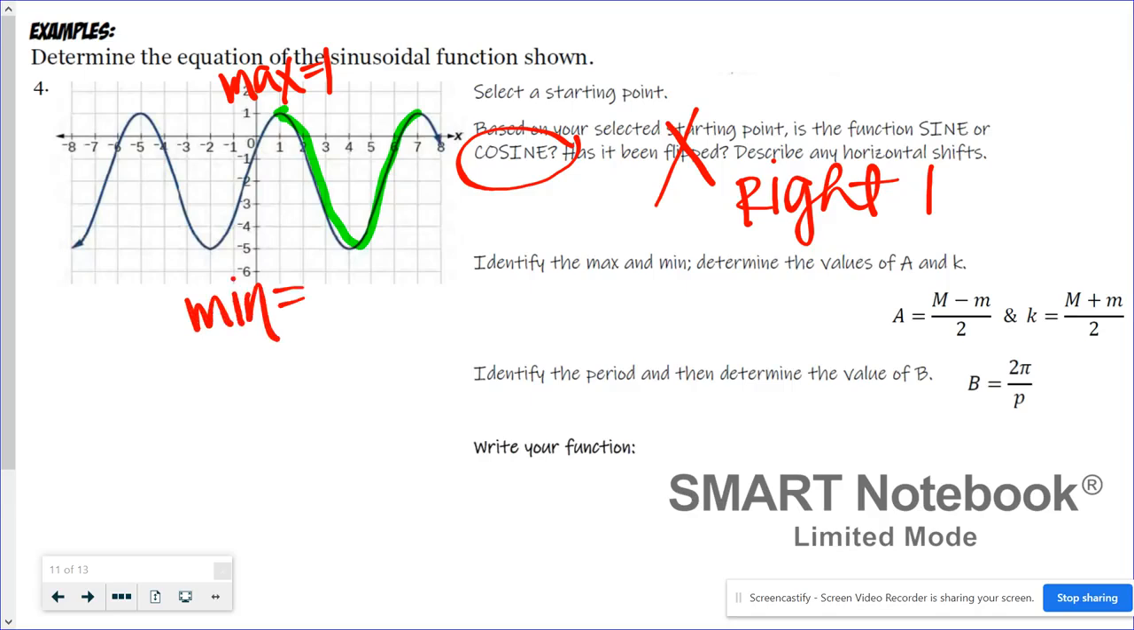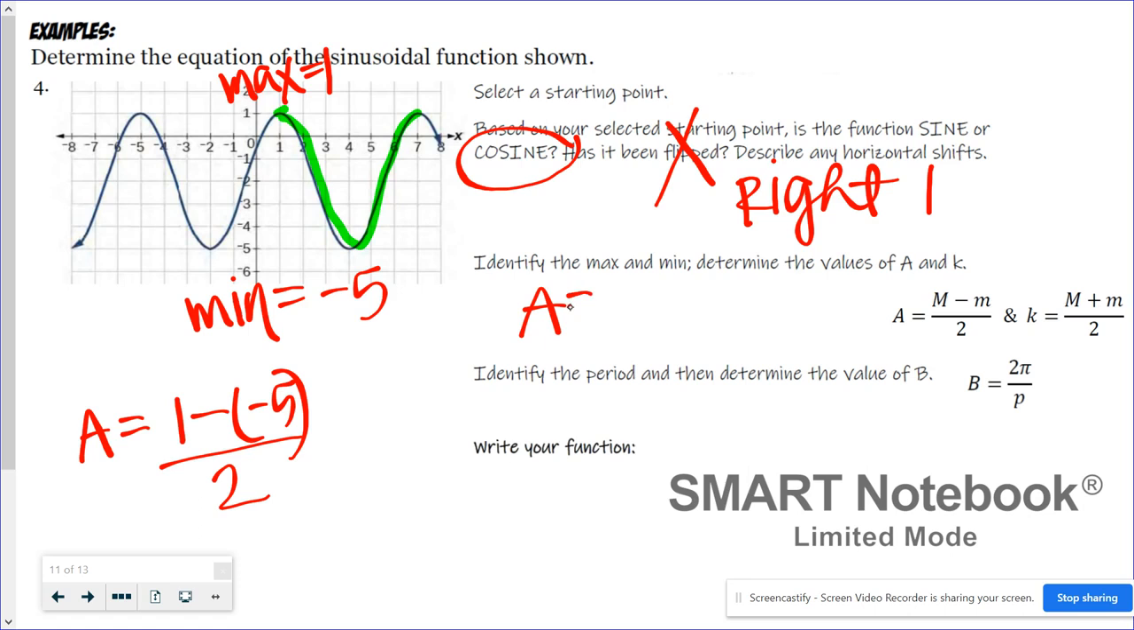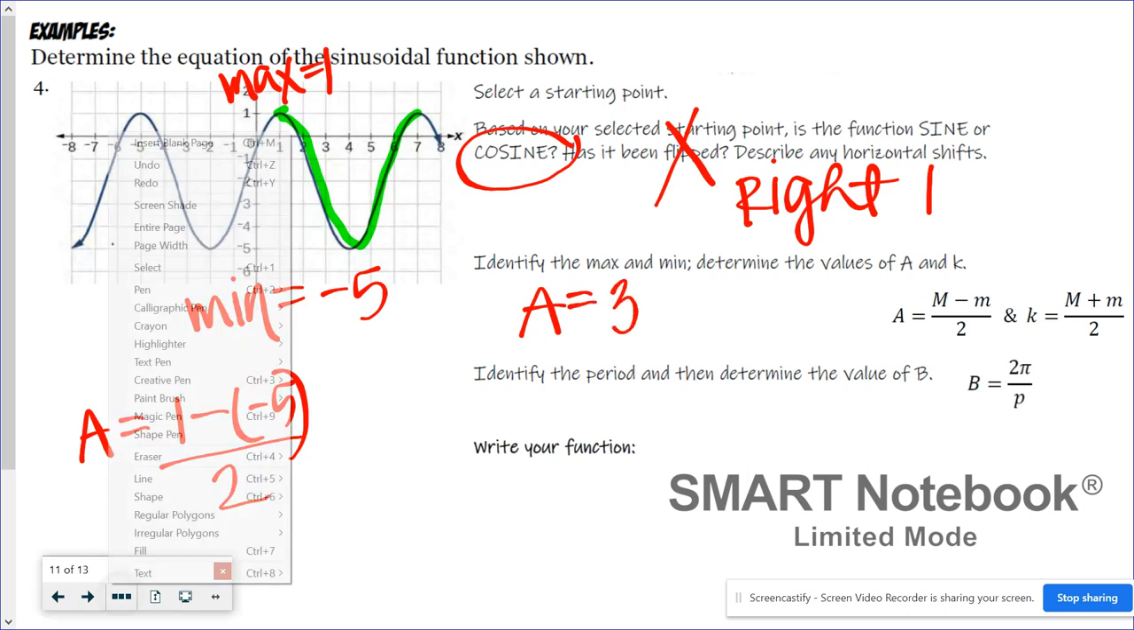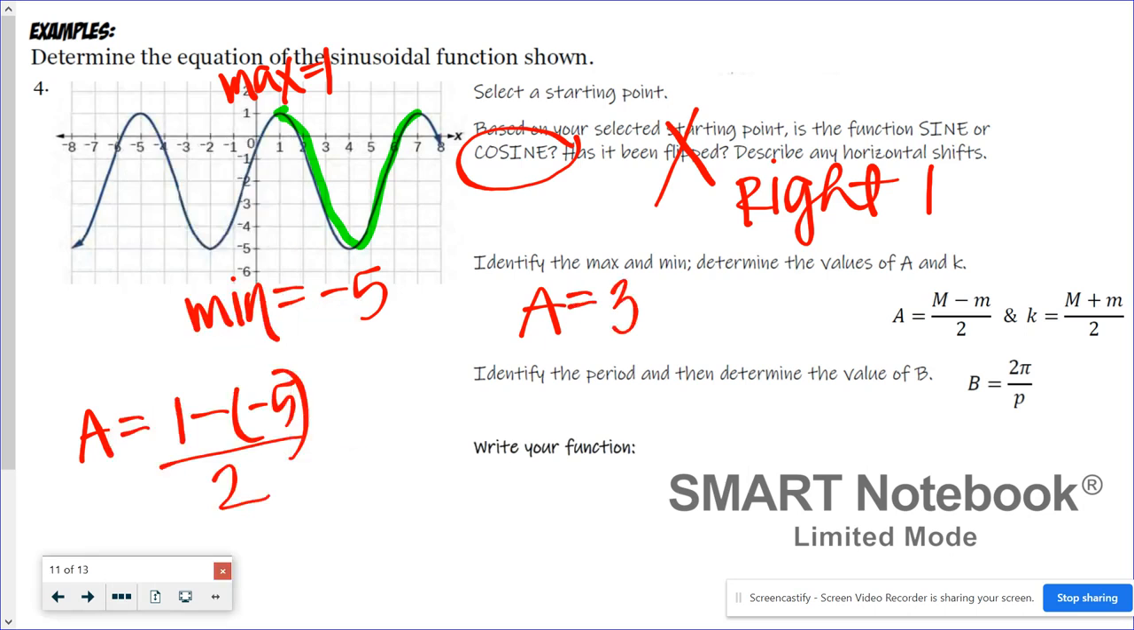Okay, so maybe this time I actually want to use those formulas for max and min and amplitude and midline. So amplitude would be max minus min. So that's going to be 1 minus -5, which is 6 divided by 2, so that's 3. So the amplitude is 3. And then the midline, I want to go max plus min. So that's going to be 1 plus -5, which is -4 divided by 2 is -2.